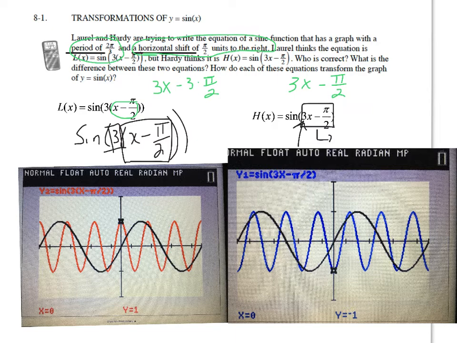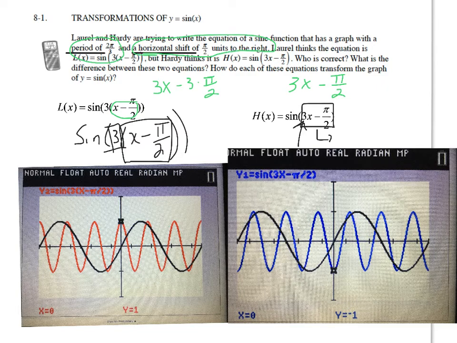Okay, welcome back. I have two graphs, one for each equation, one for Laurel's equation, which is in red, and one for Hardy's equation, which is in blue. When you are comparing the sine function and looking for this horizontal shift, we're trying to figure out, is it x minus pi over 2 in parentheses times 3, or is it 3 times x minus pi over 2?